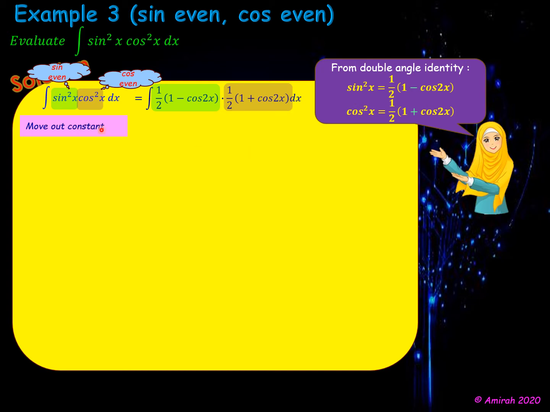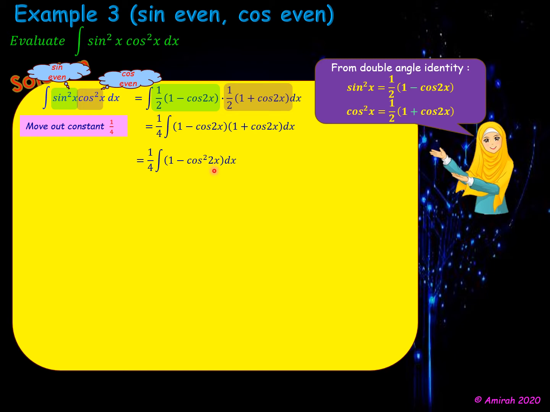And then, we move out the constant 1 over 4. How do we get 1 over 4? Because we simplify half times half. Then we move it out. Okay? And then inside the integration now, we have 1 minus cos 2x times 1 plus cos 2x. Then we expand and simplify, so we have 1 minus cos squared 2x.